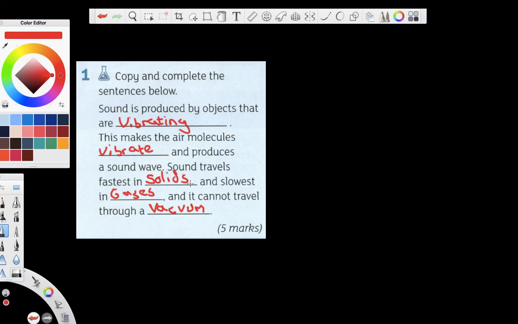So it should have read, sound is produced by objects that are vibrating. This makes the air molecules vibrate and produces a sound wave. You could have also had oscillate there. Sound travels fastest in solids and slowest in gases, and it cannot travel through a vacuum.